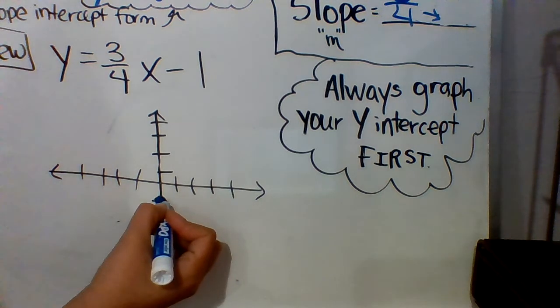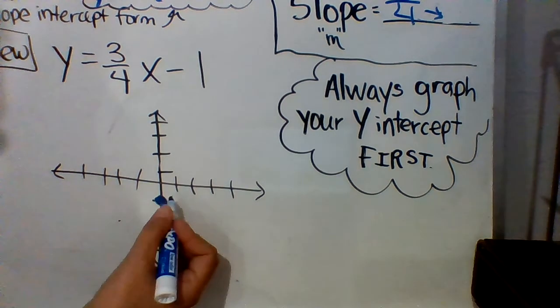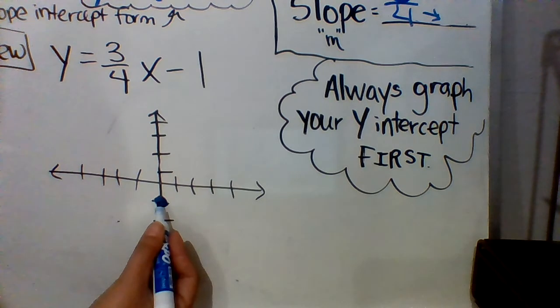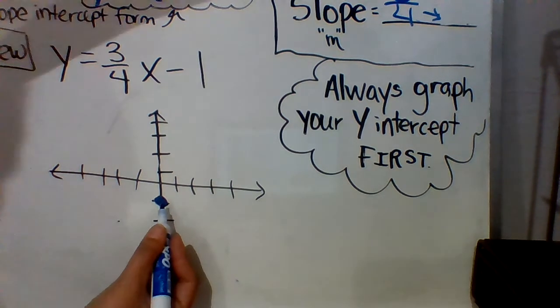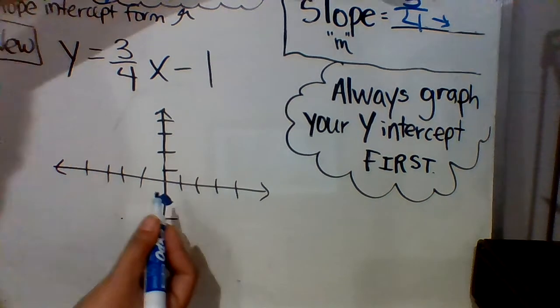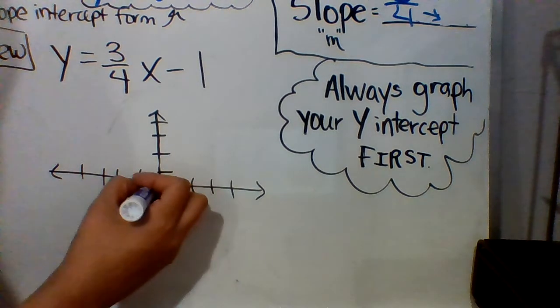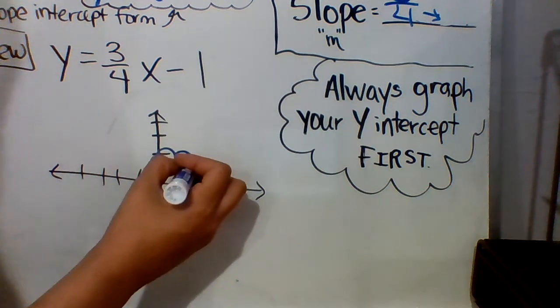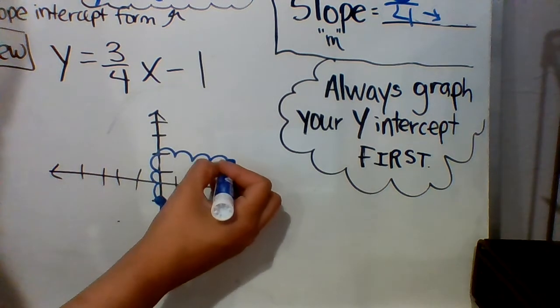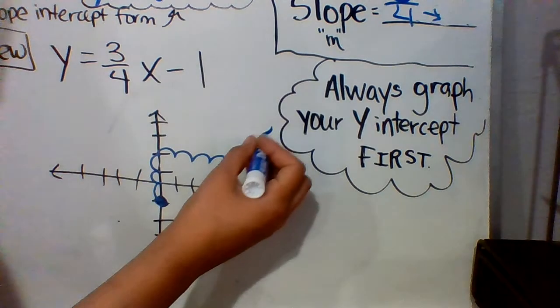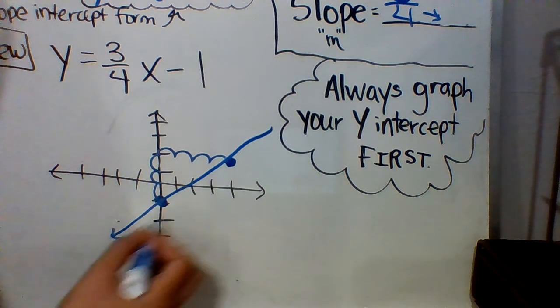I'm going to keep my marker right there and I'm going to move the way my slope is telling me to move. My slope is telling me to go up 3 and over 4. Up 3 and over 4. Connect your dots and you are done.